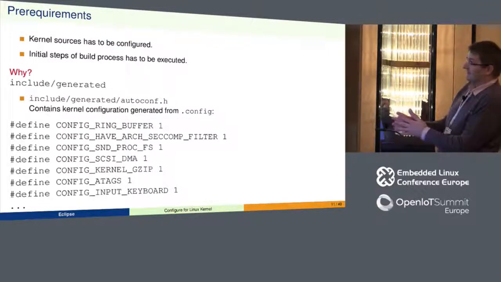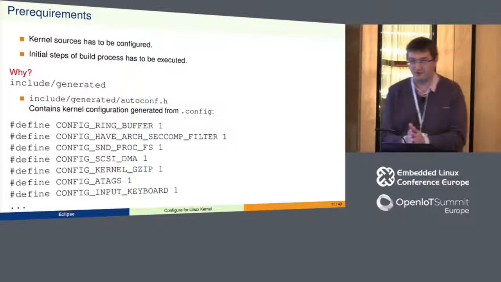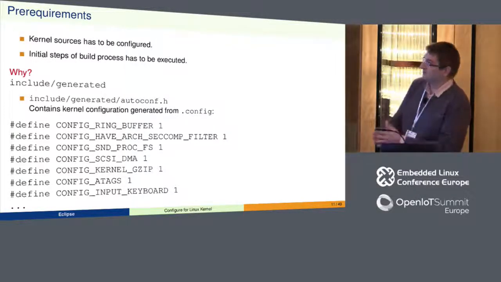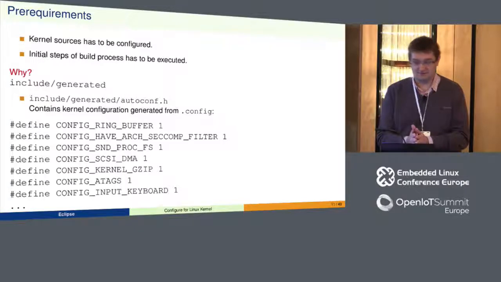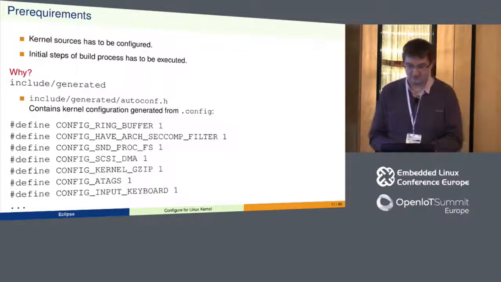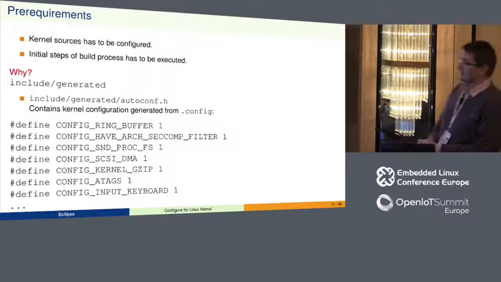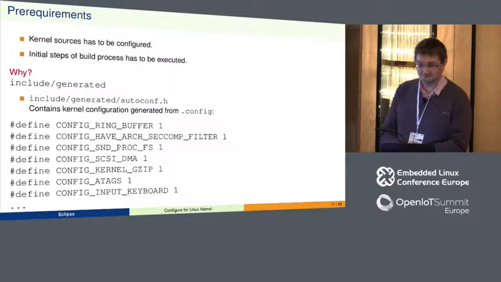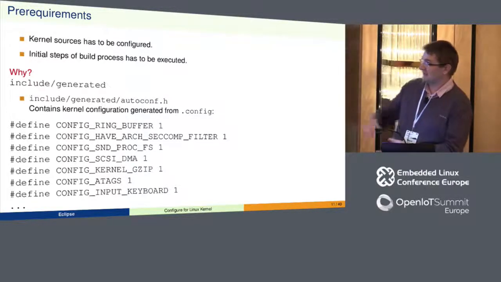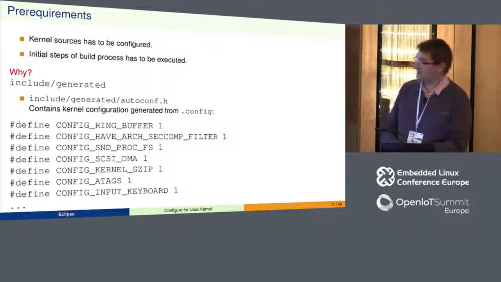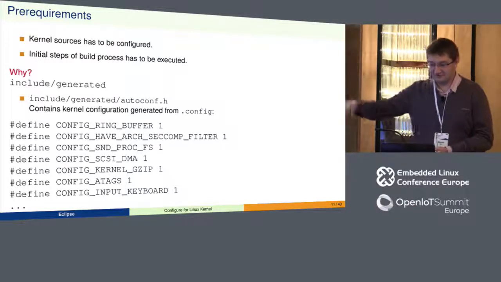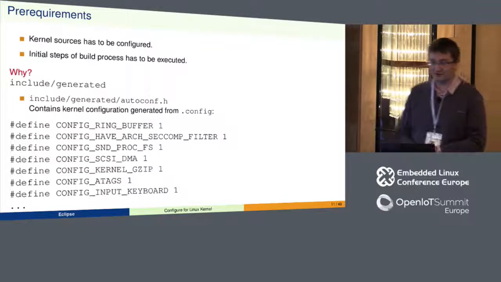The basic idea: the kernel sources have to be configured before we start to load them into the IDE. At least the initial steps of the build process have to be executed. Actually, there are lots of build steps. Depending on the kernel version, make modules_prepare would be a good one. This is because include/generated is generated inside the kernel source, and most importantly it contains autoconf.h, which is generated from .config. Depending on the kernel version, there are other files spread through the kernel source code that are also generated.